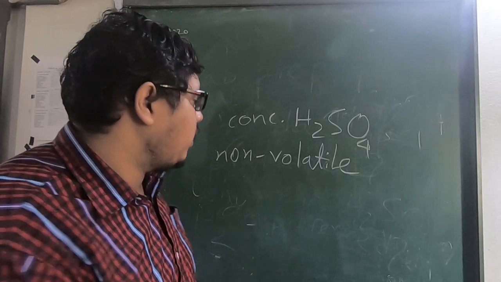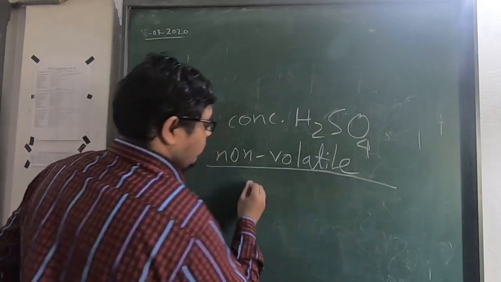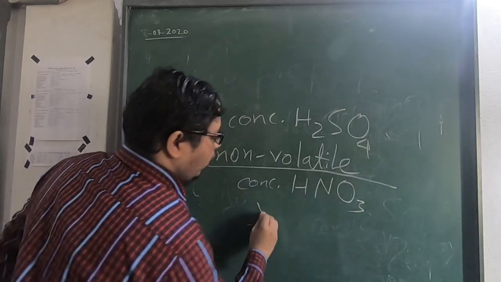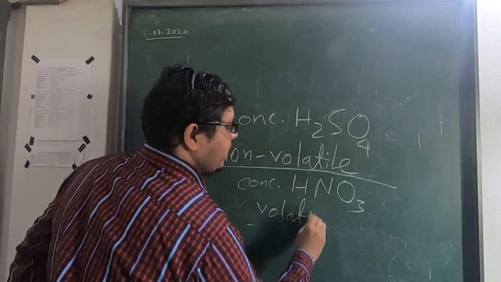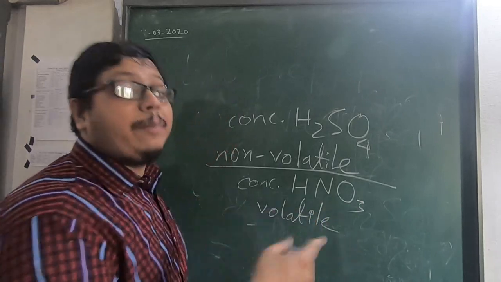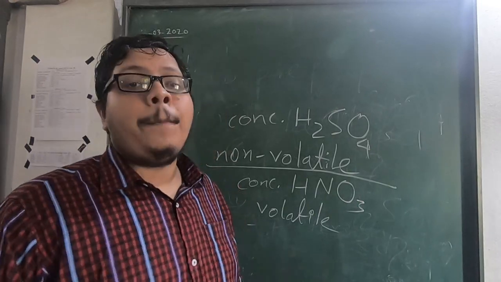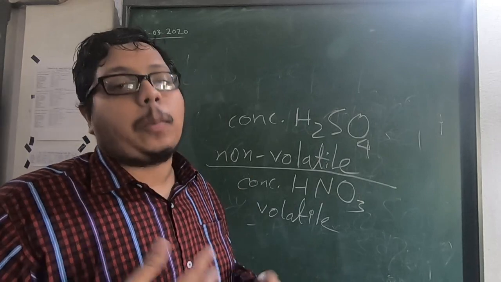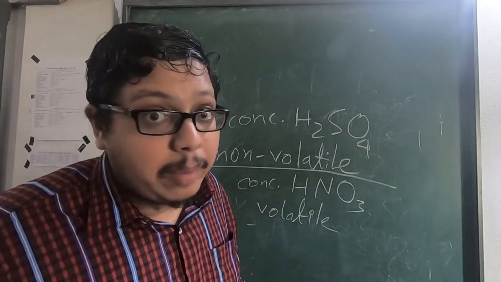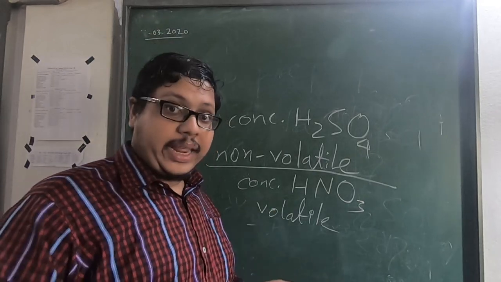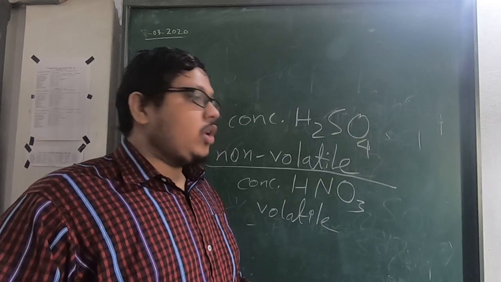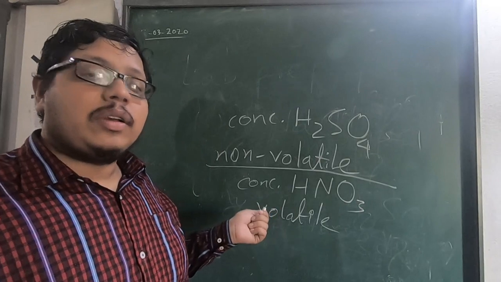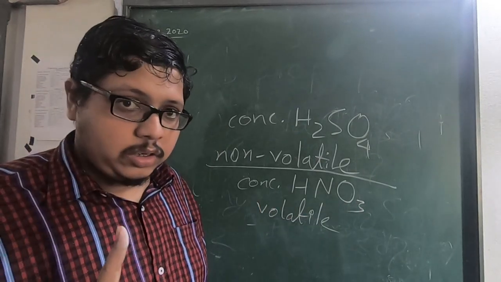If you use something like concentrated nitric acid, it is a volatile acid. Volatile acid means it will form vapors. As we heat, it will form vapors. And the vapors of nitric acid will now mix with our product, that is HCl. HCl is a gas, remember? We are preparing HCl gas. So along with HCl gas, there will be mixed vapors of nitric acid, which we don't want.